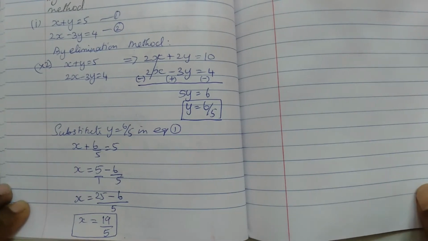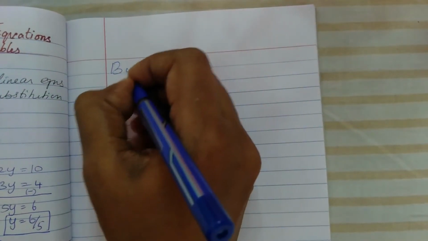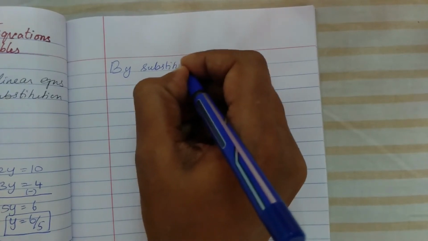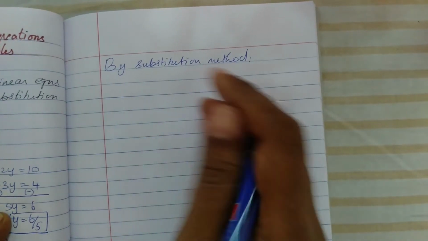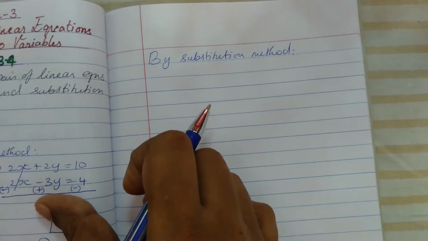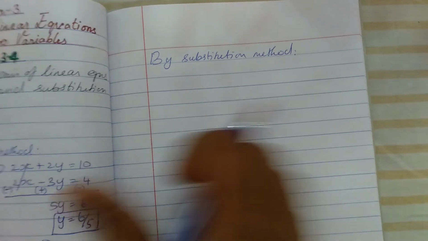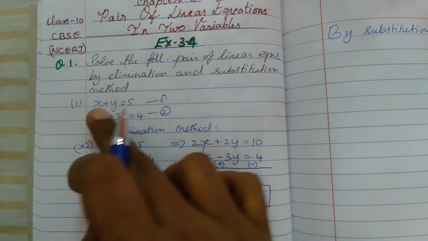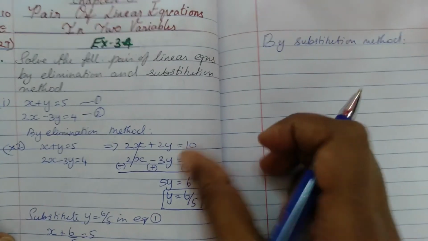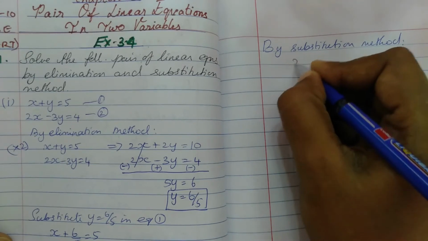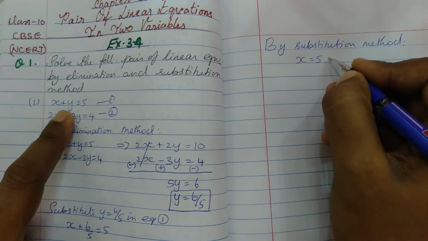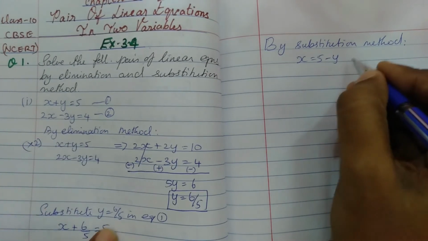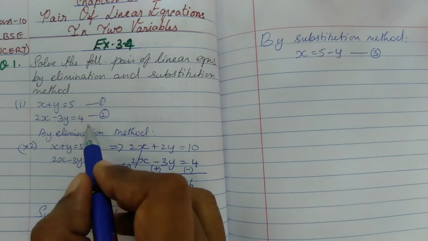Now let's do it using substitution method. You remember, for the substitution method, first we have to find x in terms of y. So your equation is here. Let's use the first equation for finding x in terms of y. So your x is equal to 5, then plus y becomes minus y on the right hand side, so 5 minus y. So this is your third equation. Your first and second equations are here.